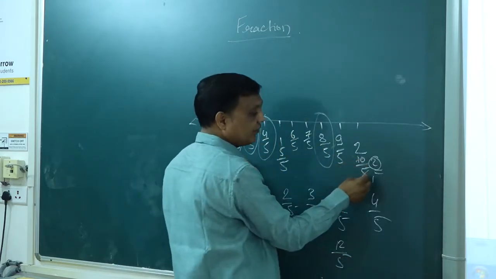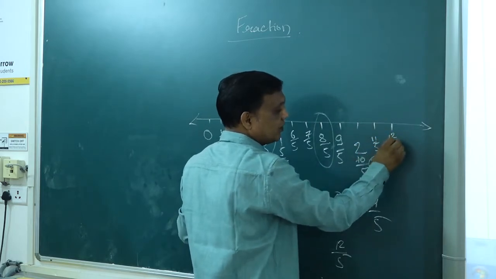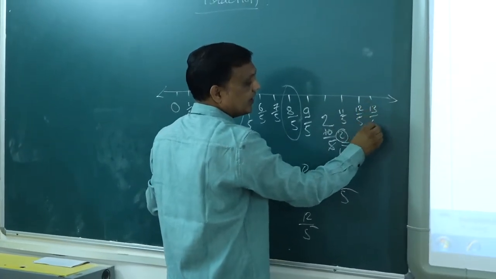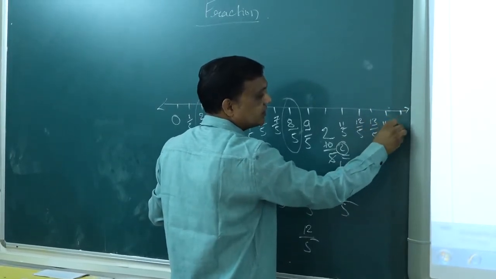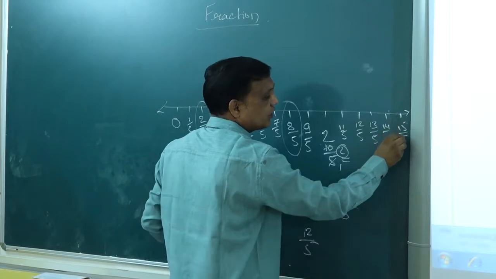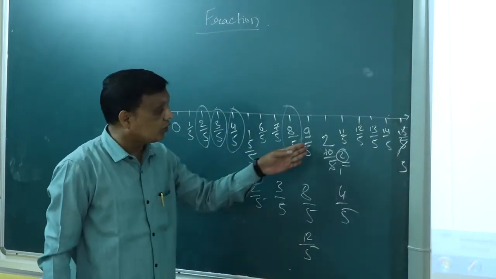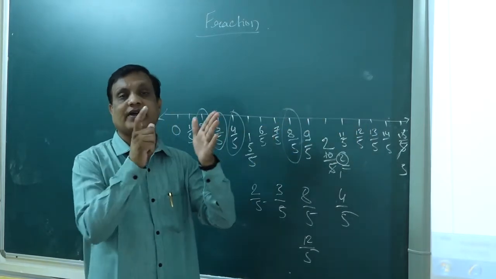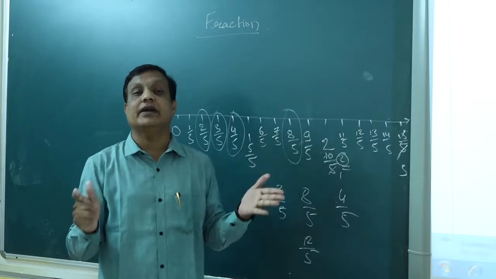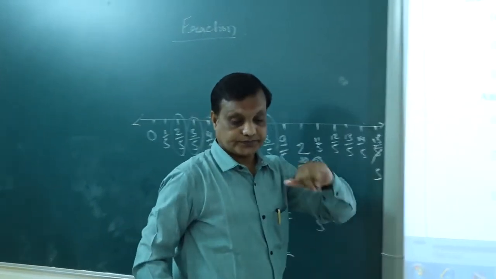So here 10 upon 5 came. This is 11 upon 5. This is 12 upon 5. This is 13 upon 5. This is 14 upon 5. And this is 15 upon 5. 15 upon 5 means what? 3. 5 threes are 15. Suppose he asked more than that. So you have to further extend that number and put the 5 fractions between one number. Understand? Now come here.